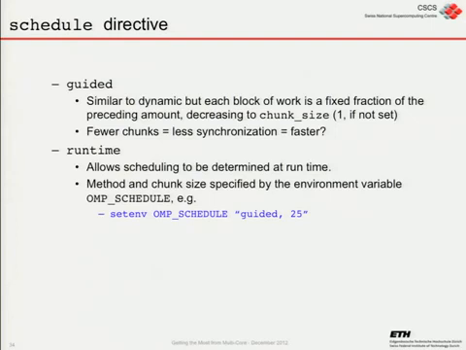And the final one that you might want to set is runtime. Then we have an environment variable that we set, which we can vary at runtime to determine what that scheduling should be. By default, it's going to be static, but we can specify both of these in a string. Every time you come to a loop that's been set to schedule runtime, it reads that string and decides to give out work in that particular fashion.